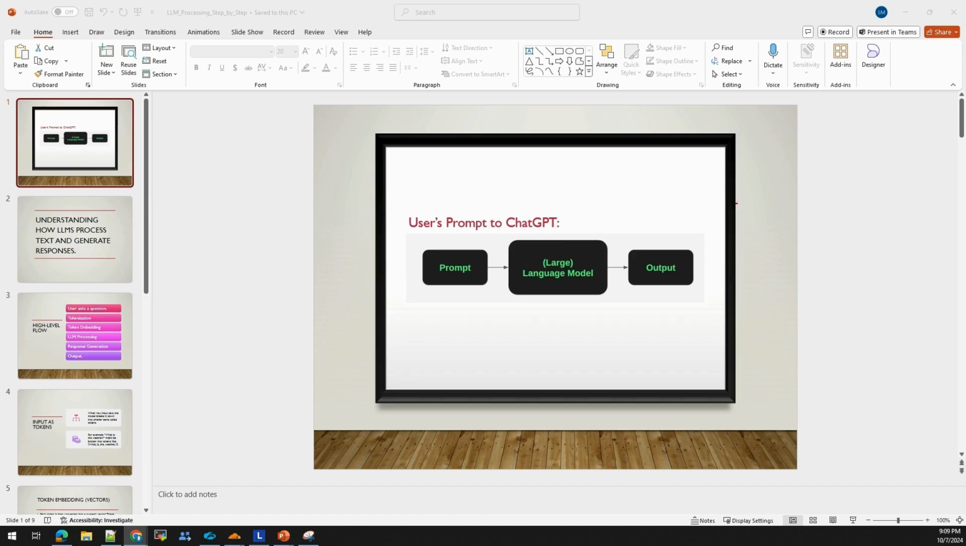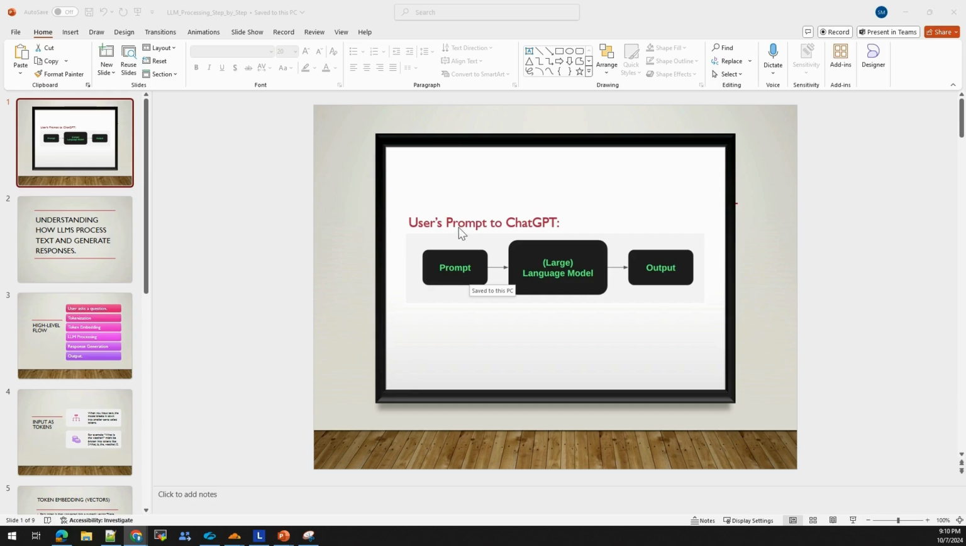Today we are diving into the fascinating world of large language models, LLMs, and how they process text to generate human-like responses. Everyone might have used ChatGPT, but ChatGPT is an application which is built on top of an LLM. The interface which you see for ChatGPT, that's an application. But behind the scenes, there is some LLM called GPT-3, GPT-4, which is actually responding back to you.